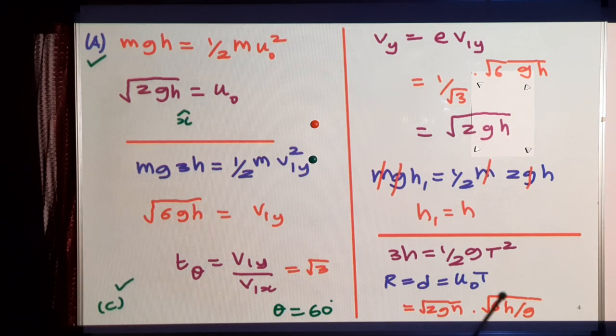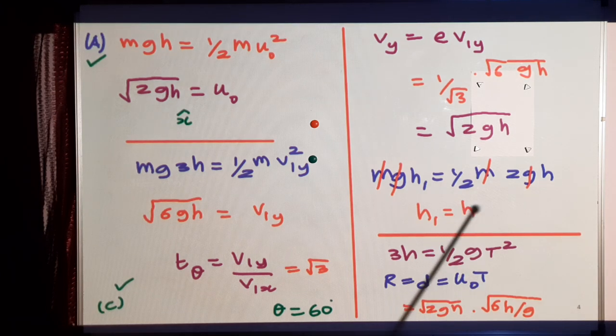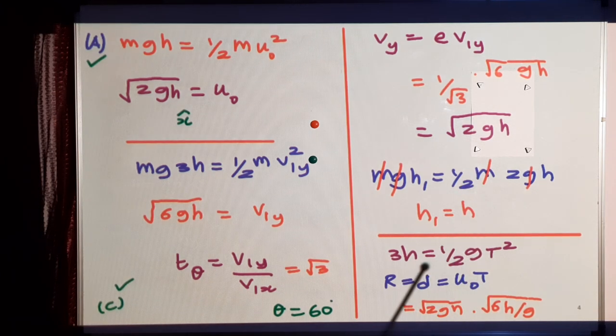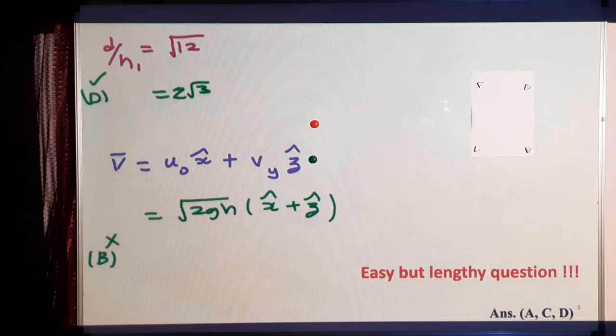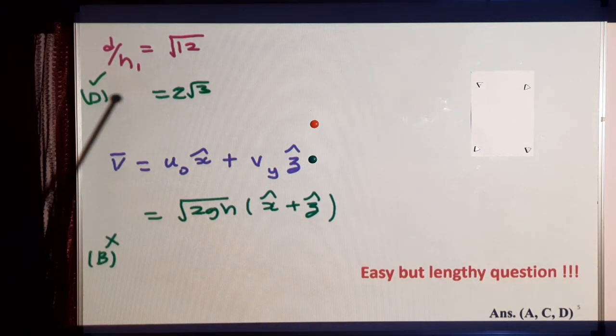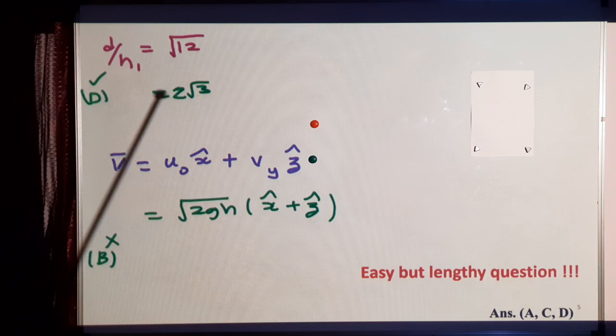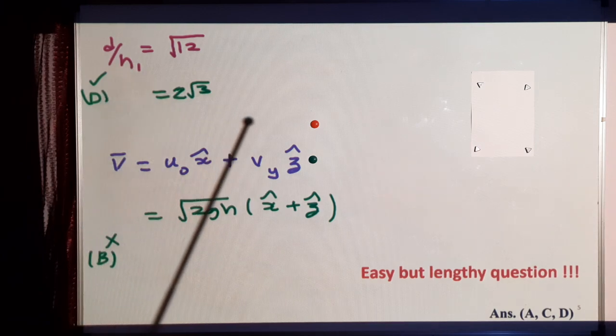And range is d, which is u0 into t. And u0 is the first option we got here, and the flight time is square root of 6h by g. So h will give h and then g will cancel. So root 12. And h is same as h1. So this d by h1 is 2 root 3.